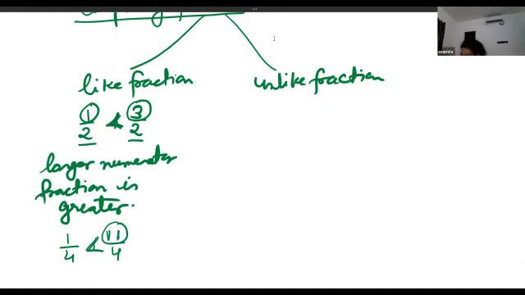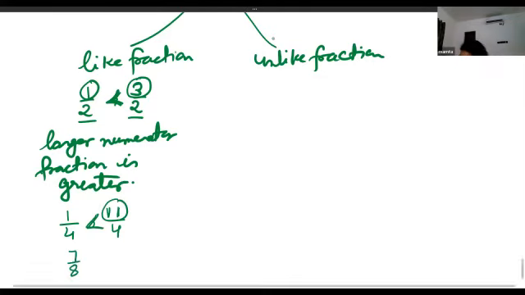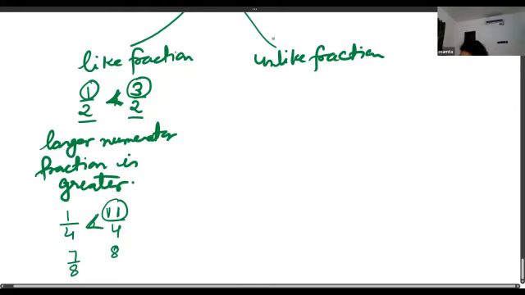Now if I say 7/8 and 81/8, which fraction is larger? 81/8, because its numerator is larger. Okay. So this is the way to compare the like fraction. Now we will see how to compare the unlike fraction.